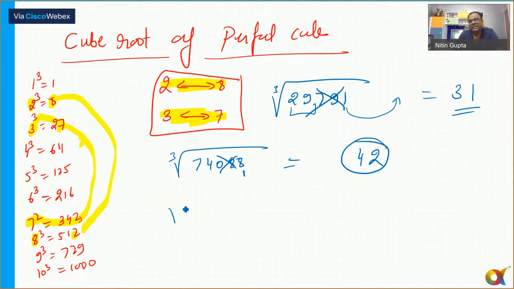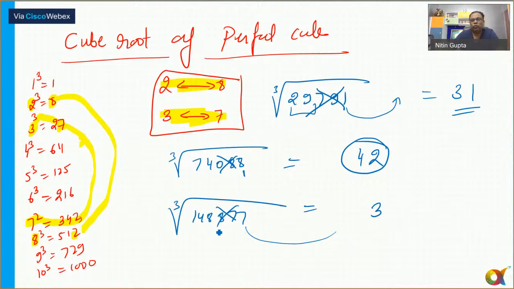Okay. Let's say I need to find out the cube root of 148877. Now, how to do that here? Same logic, 7, so replace by 3. Neglect the next two numbers. Now 148. 148 is between 5 cube and 6 cube. You can see here, 5 cube is 125, 6 cube is 216. So 148 is between 5 cube and 6 cube. So my answer is 53.